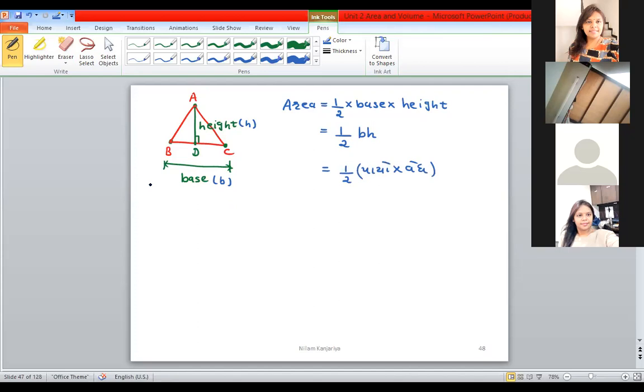Base multiplied by height, that means altitude. Altitude, that means the perpendicular distance. So sometimes they use such a word. This is 1/2 base multiplied by perpendicular distance. Perpendicular distance, that means the line which makes a 90 degree angle. It also represents the height.